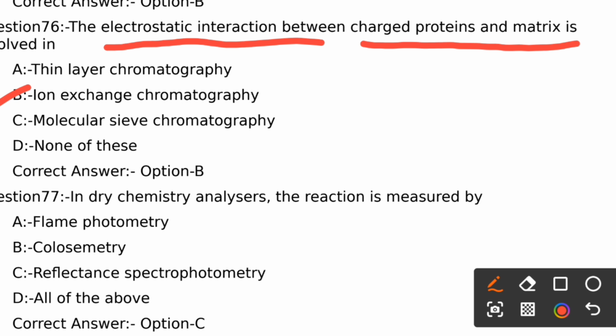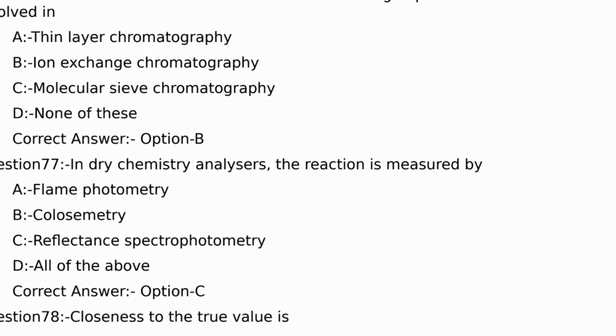Next question. In dry chemistry analyzers, the reaction is measured by option A, flame photometry, option B, colorimetry, option C, reflectance spectrophotometry, option D, all of the above. The right answer is option C, reflectance spectrophotometry. In dry chemistry analyzers, the reaction is measured by reflectance spectrophotometry.